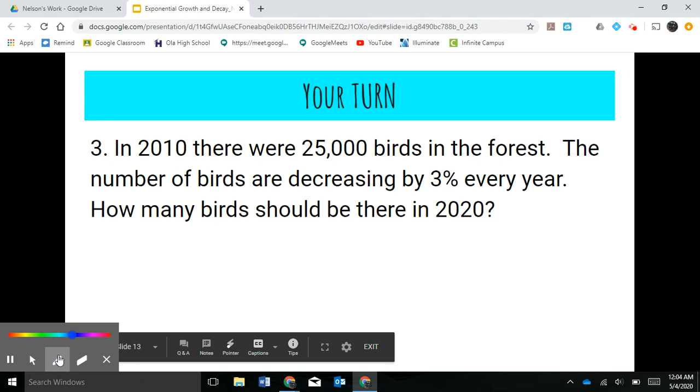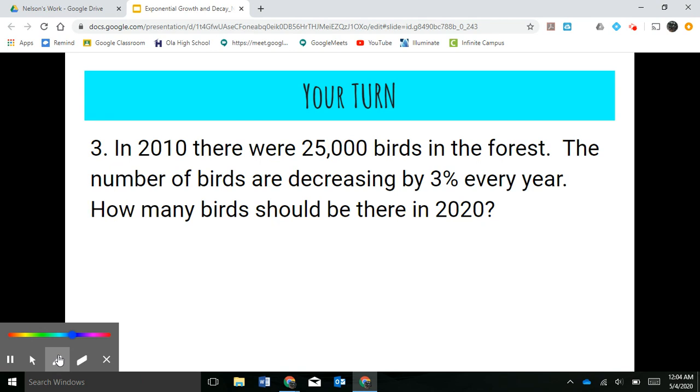All right, so then the next one. In 2010, there were 25,000 birds in the forest. The number of birds are decreasing by 3% every year. How many birds should there be in 2020? All right, I'll let it pause and let you do it.